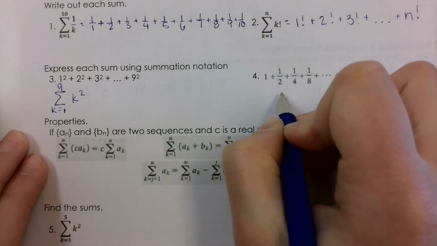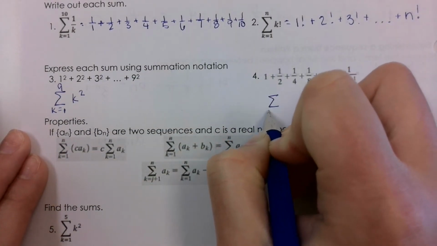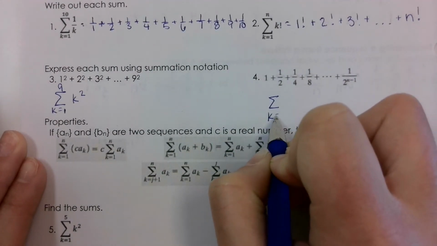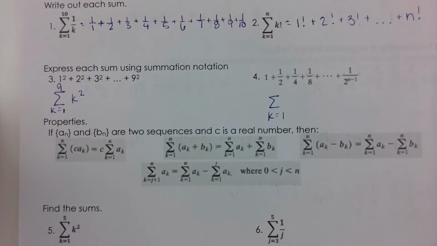All right, so moving on to the next one. We're going to draw that sigma again. And k equals what? Where are we starting? 1. And where are we going?